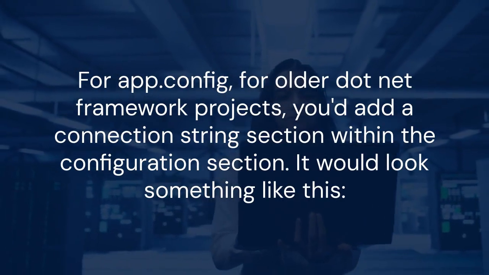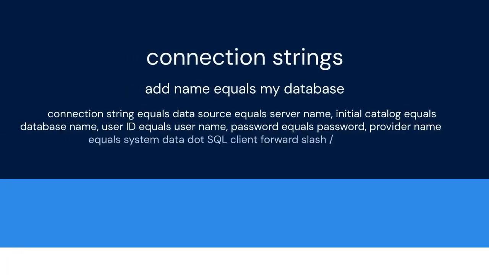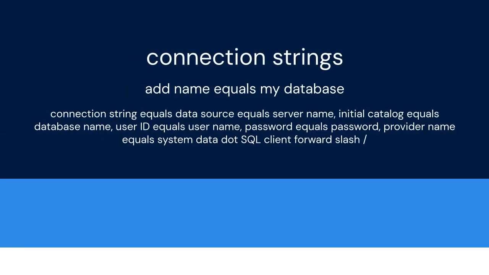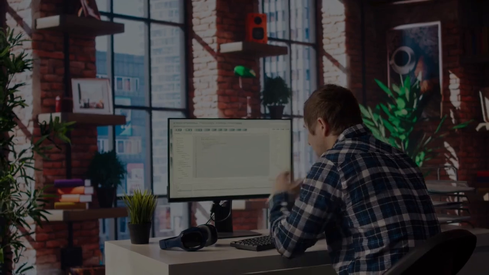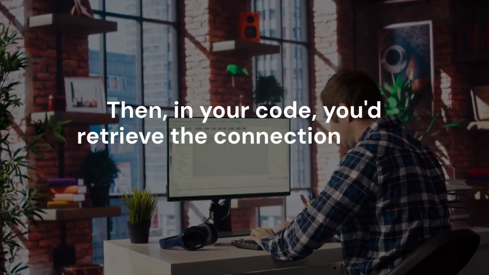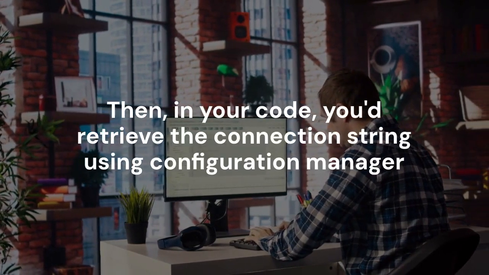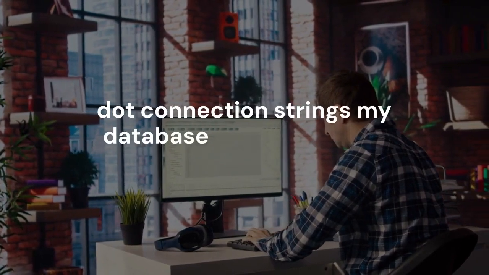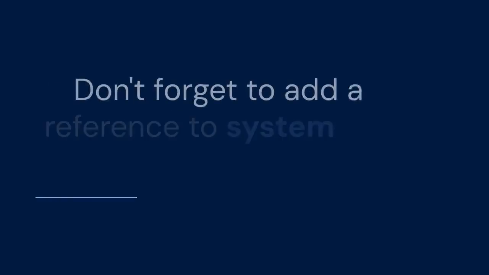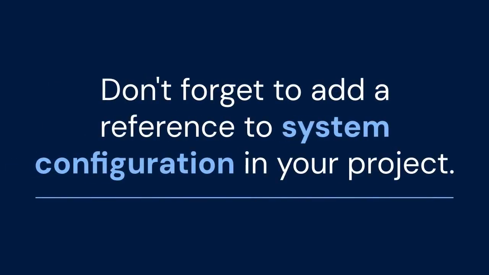It would look something like this: connectionStrings, add name="mydatabase" connectionString="Data Source=server name; Initial Catalog=database name; User ID=username; Password=password" providerName="System.Data.SqlClient", closing connectionStrings. Then, in your code, you'd retrieve the connection string using ConfigurationManager.ConnectionStrings["mydatabase"].ConnectionString. Don't forget to add a reference to System.Configuration in your project.